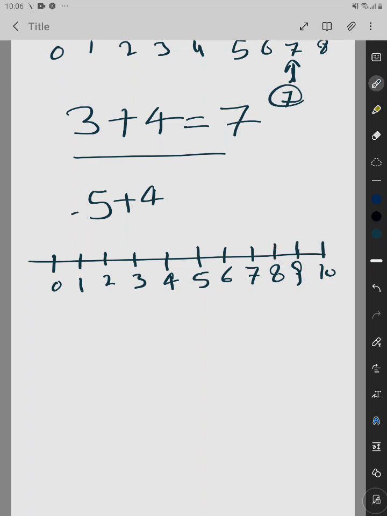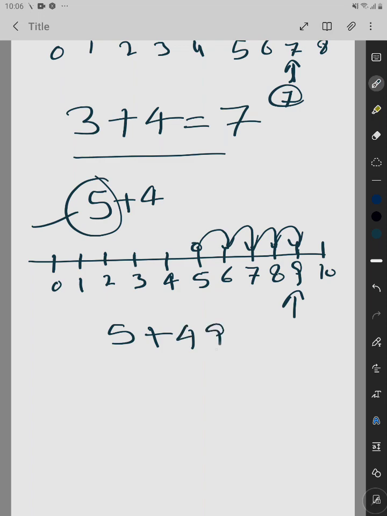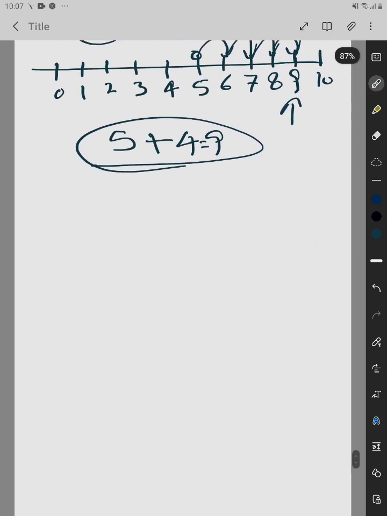So we have 5. Till 5 we reach like this, we are here. Okay, we are at 5. Now we need to make 4 loops to arrive at the addition. So 1, then 2, then 3, then 4. We have reached 9. So 5 plus 4 equal to 9. This is the way to solve addition, meaning the sum of numbers. Similarly you can do any sum or addition.